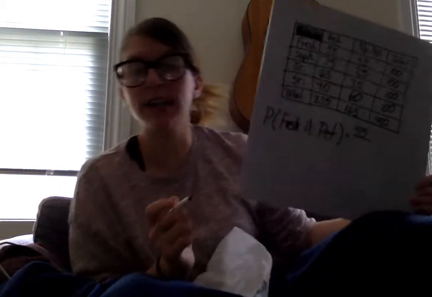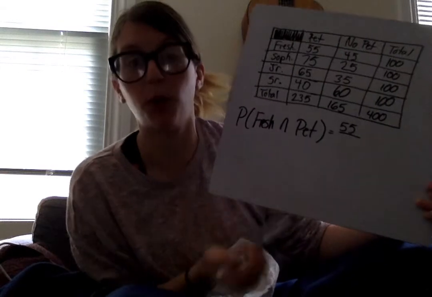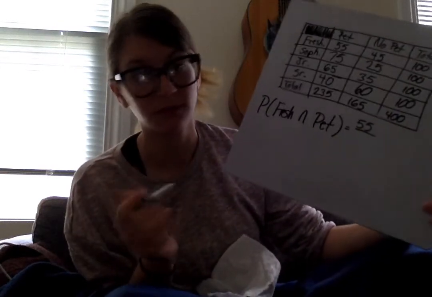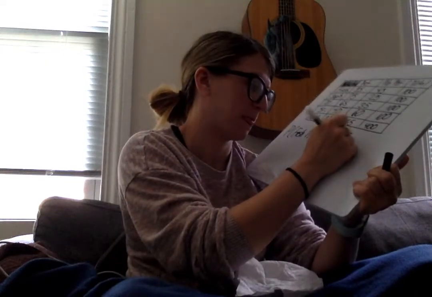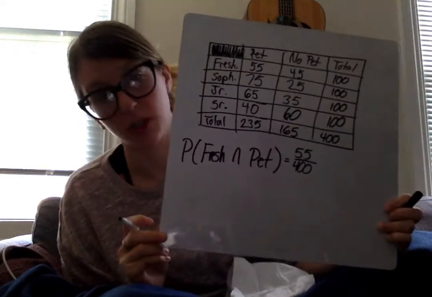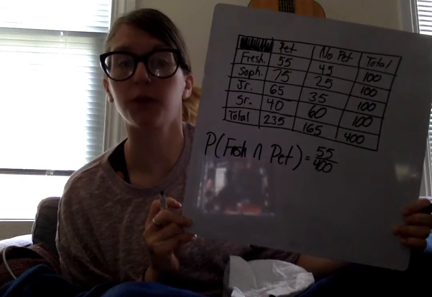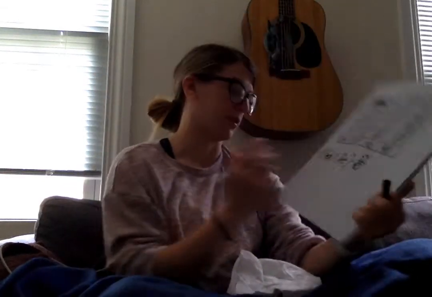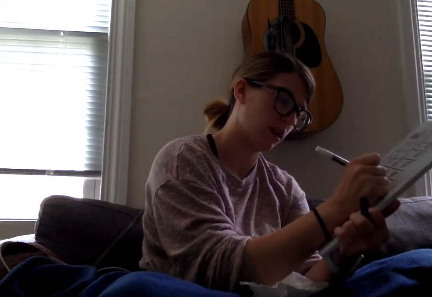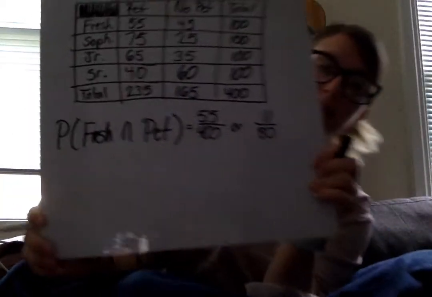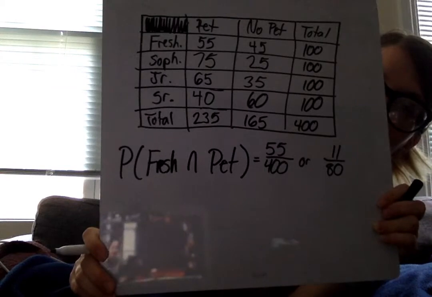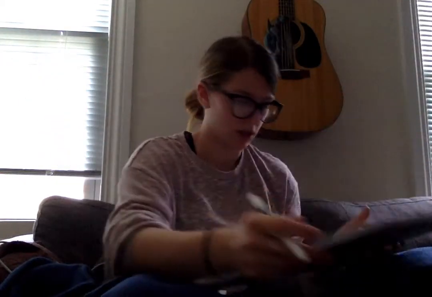And anytime we have and or, we're going to put it over the total. So 55 over 400. If you left it like this, I understand, but I am going to simplify it for you. The simplified version is 11 over 80. Not too bad, right? Just find where they meet up and then do that. So and is your friend.